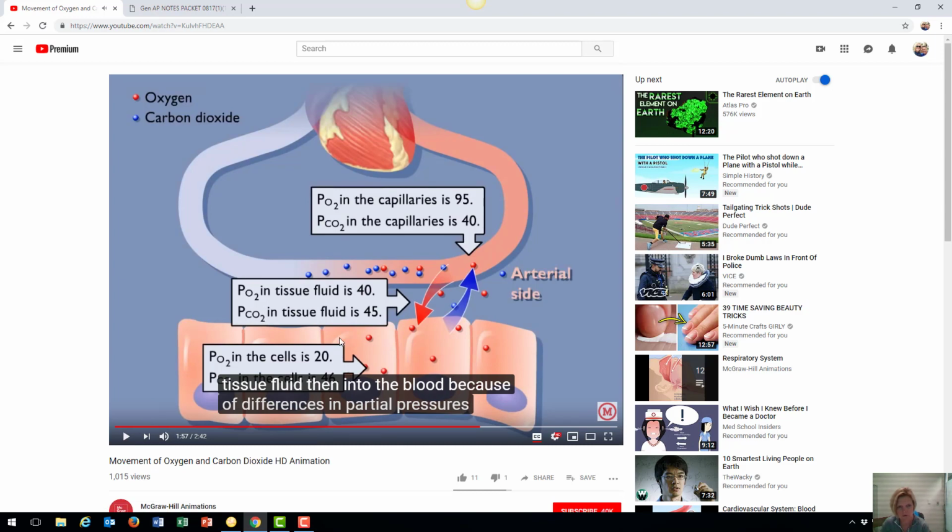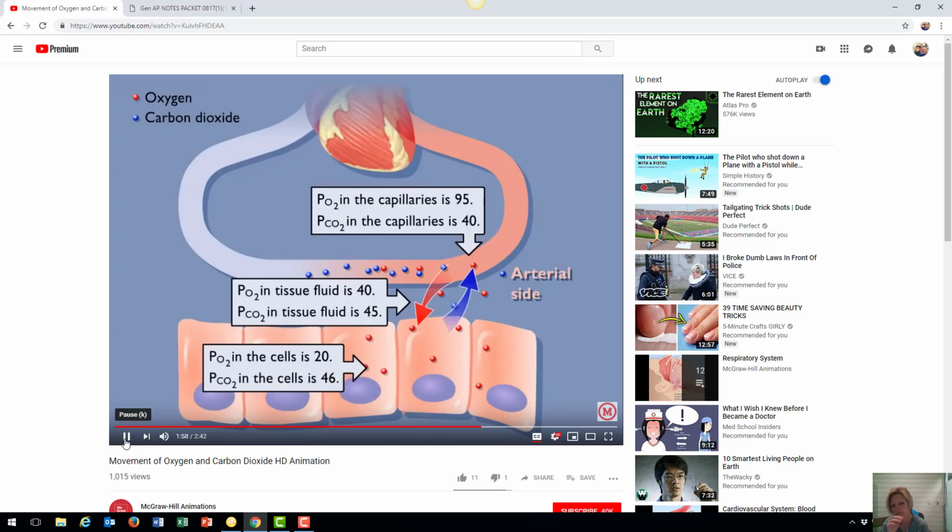Now you'll notice in your textbook it shows the PO2 in the capillaries is 100. That's just a minor difference between textbooks, so don't worry about that. 95 or 100 is not very significant.